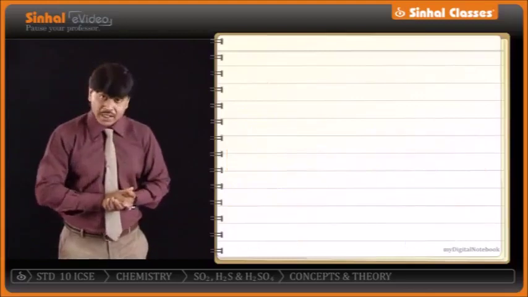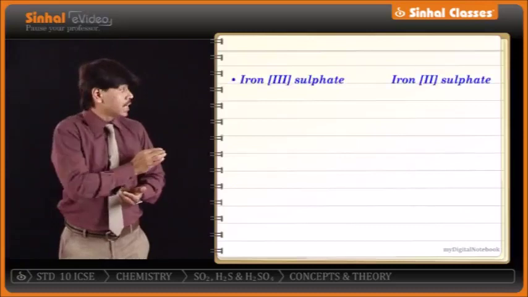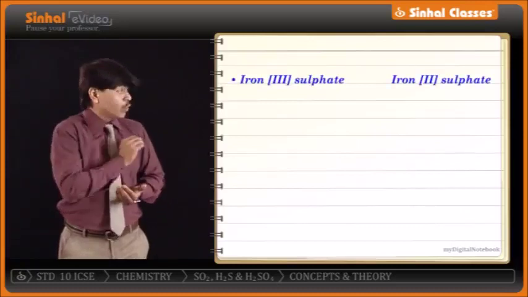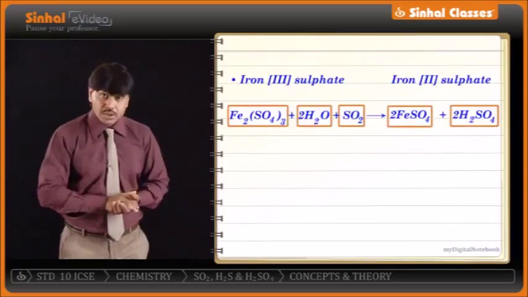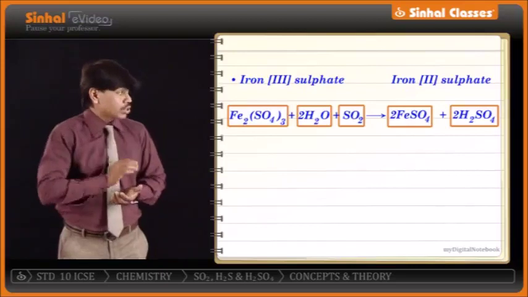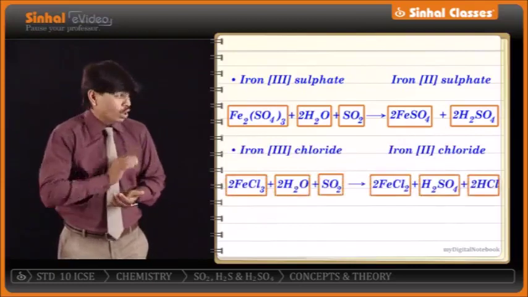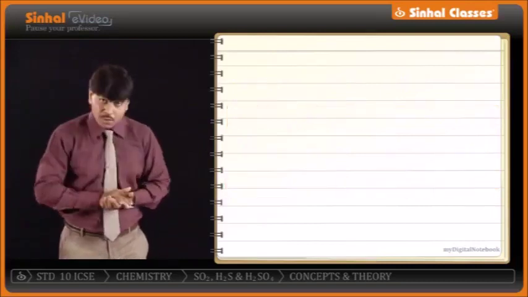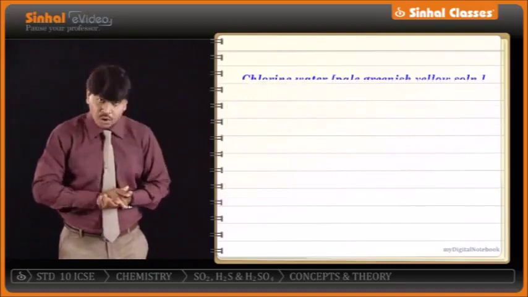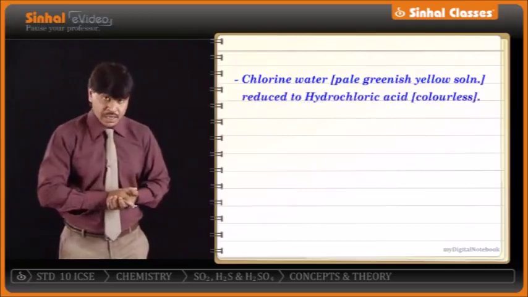You can also show the reaction, as we had already indicated, with iron 3 sulfate, that is Fe2(SO4)3 along with 2H2O plus SO2, giving us 2FeSO4 plus 2H2SO4. We can show it with iron 3 chloride, that is 2FeCl3 plus 2H2O plus SO2 will give you 2FeCl2 plus H2SO4 plus 2HCl. In case of chlorine water, the pale greenish yellow solution reduces to hydrochloric acid, which is colorless.